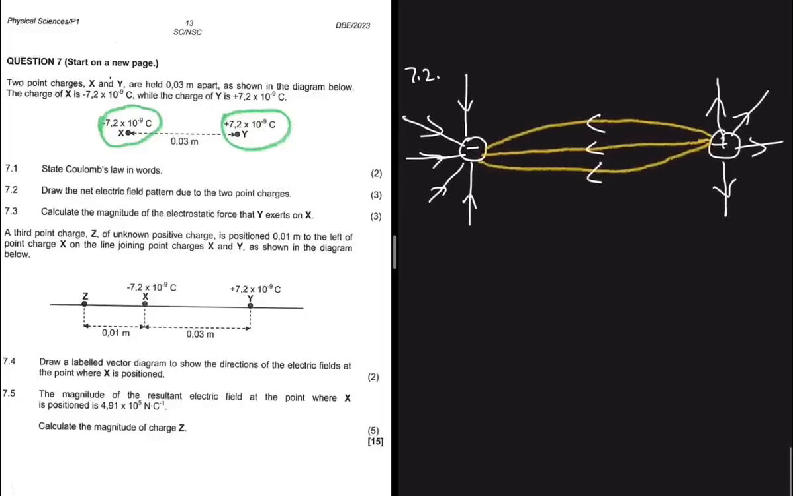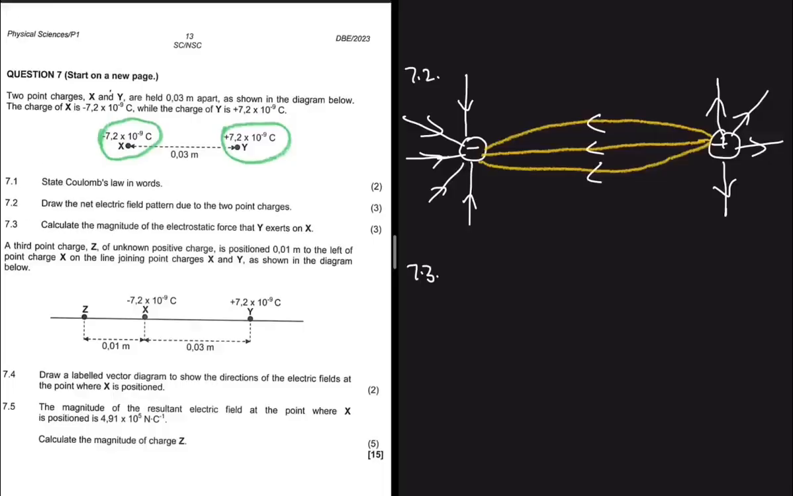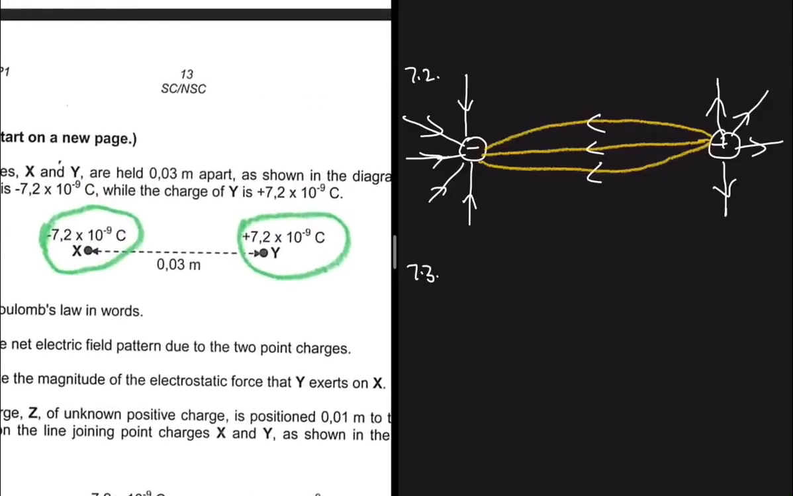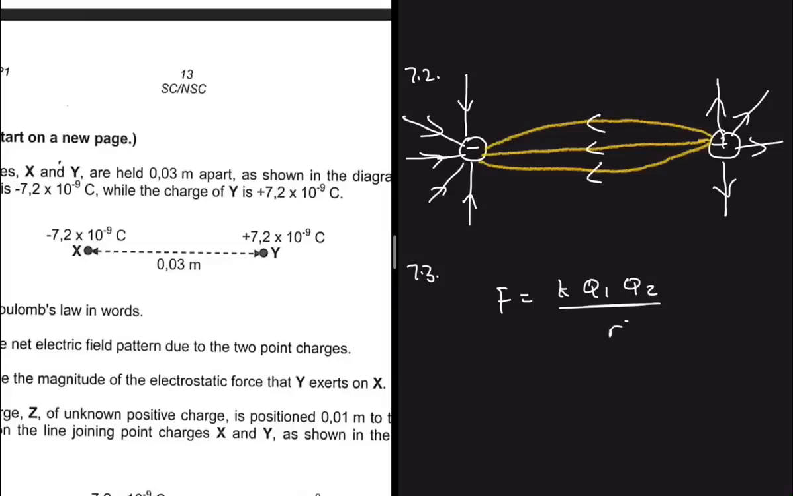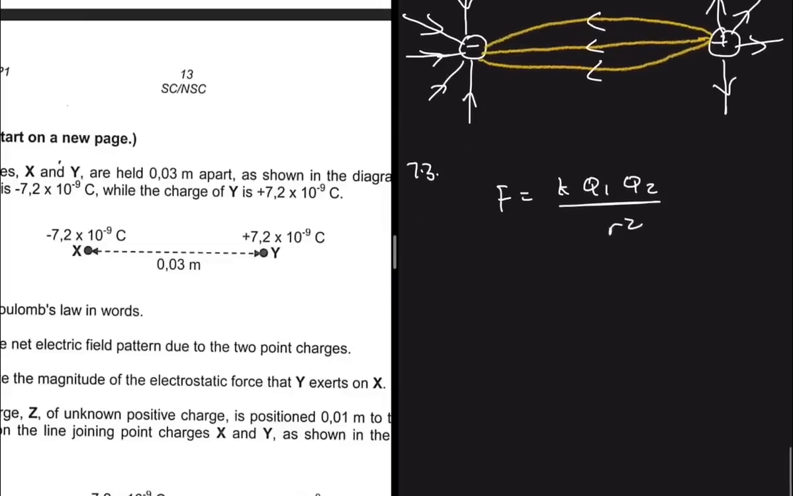And now 7.3, we need to calculate the magnitude of the electrostatic force that Y exerts on X. Right, so we have Y and X right there. So F is equal to k Q1 Q2 divided by r squared. So what is the value of k? k is a constant, right? So we have 9 times 10 to the power of 9.